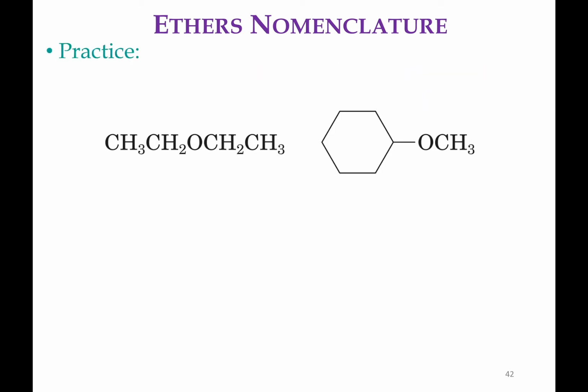All right, practice then. Let's find out what these names are. Here we have two ethyl groups. Common name, diethyl ether. But I want the IUPAC name, so the IUPAC name would be ethoxyethane.